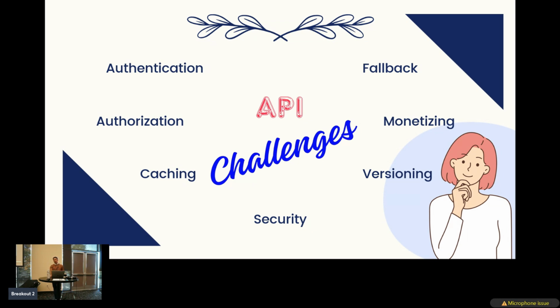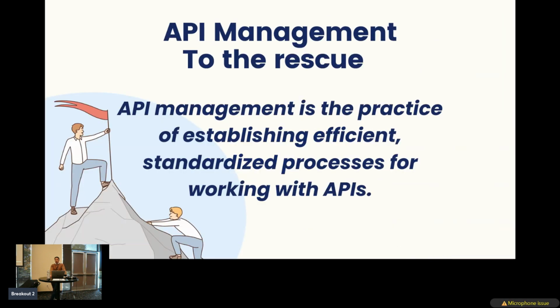So those are some challenges, and to overcome those challenges, we have API management. We have the front end and the back end, and we need a layer between them to manage those APIs. The definition of API management is the practice of establishing efficient, standardized processes for working with APIs. Again, very fancy name, but the main idea is an intermediator between the front end and the back end, and that intermediator has policies that define how you interact with your APIs on the back end.